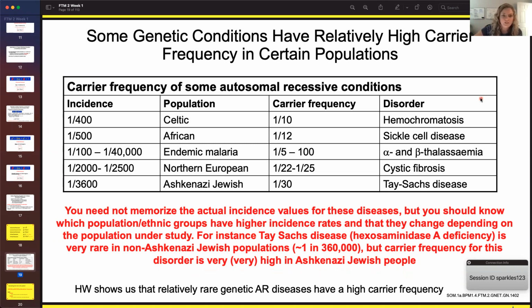So it just depends. But if you look at this, you just need to know the general trends and understand how that works in comparison to the rest of the population. But this is not something you need to memorize at all.